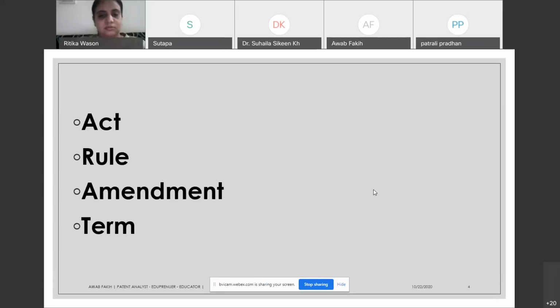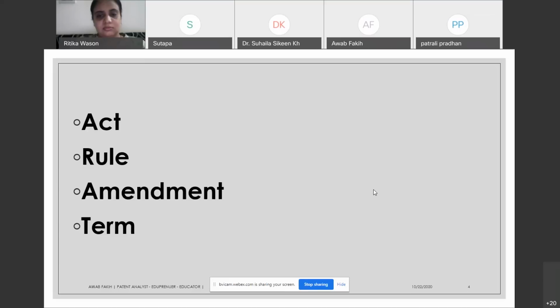When you talk about the rules, my dear friends, these are known as secondary categories. They are in place to make the parent act work effectively. Rules provide details which have not been provided in the act. But very important, rules by no means can go beyond the power conferred by the act or extend the same. An amendment is when any change is brought in the rules or in the act. And next is your term.